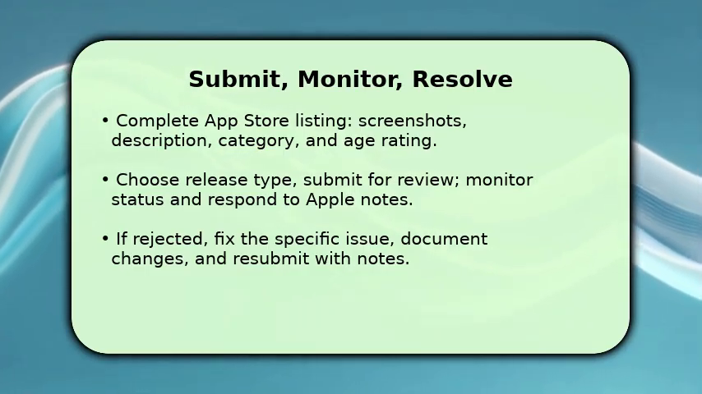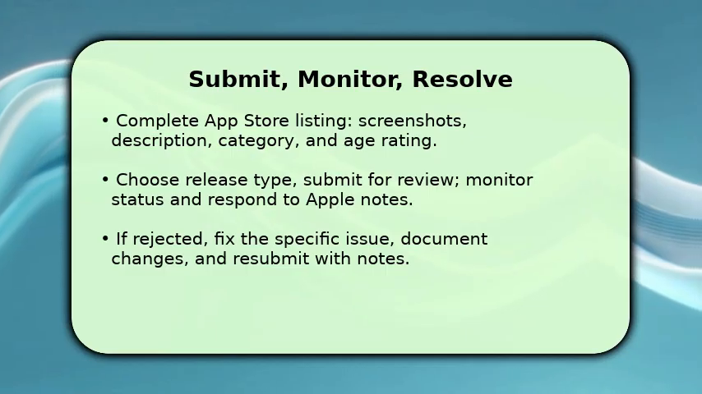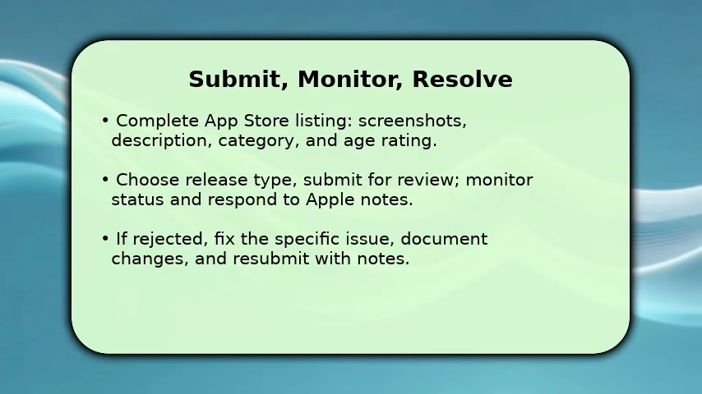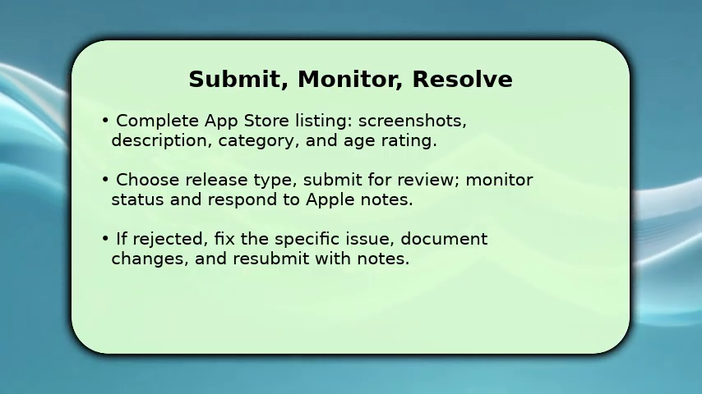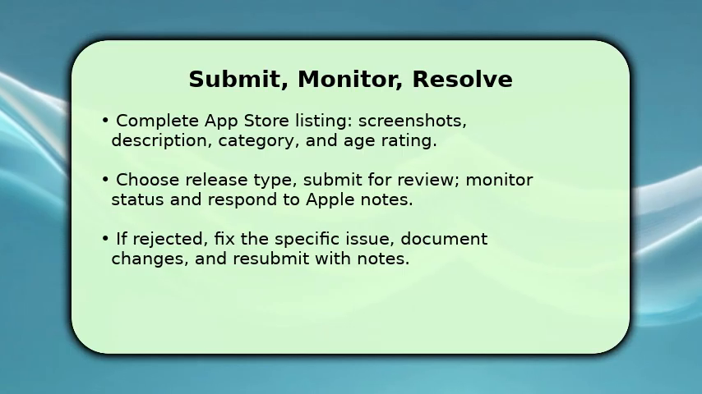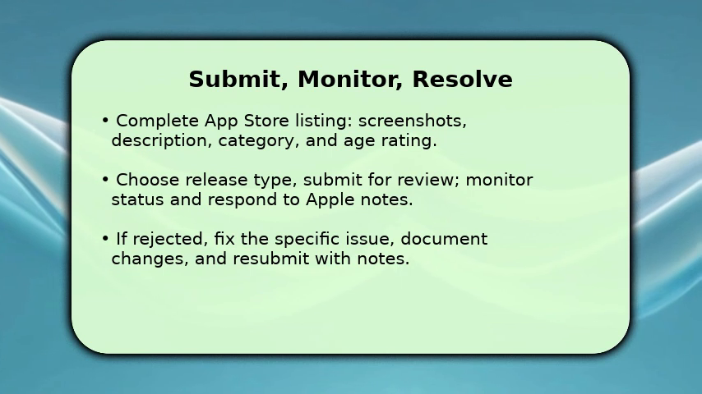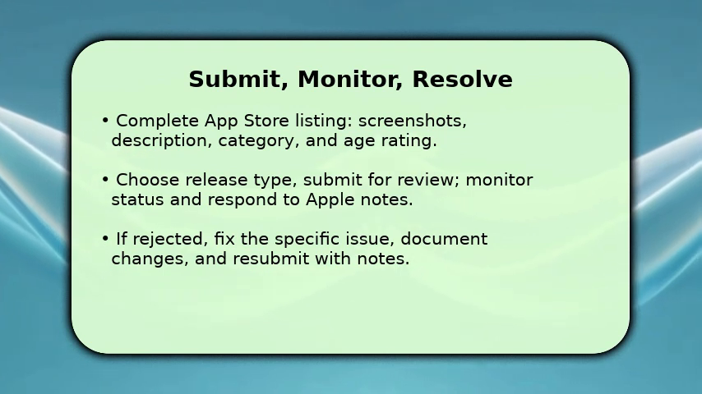Once submitted, monitor the review status and respond promptly to any reviewer notes. Be explicit about how you fixed issues. If rejected, identify the exact guideline violation, address it, and include a concise explanation when resubmitting. One key tip: check crash logs and console output first when troubleshooting rejections.